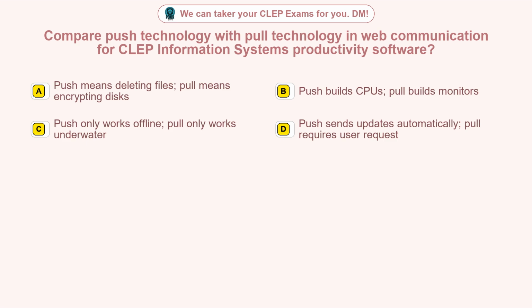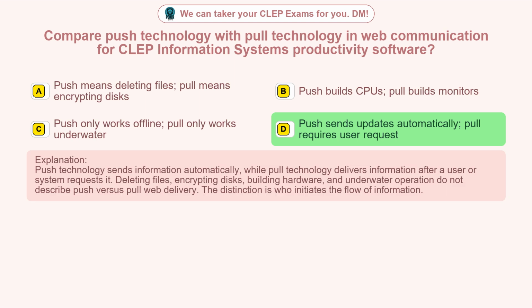Question 30. Compare push technology with pull technology in web communication for CLEP Information Systems productivity software. Option A. Push means deleting files, pull means encrypting disks. Option B. Push builds CPUs, pull builds monitors. Option C. Push only works offline, pull only works underwater. Option D. Push sends updates automatically, pull requires user request. The correct answer is option D. Push sends updates automatically, pull requires user request.